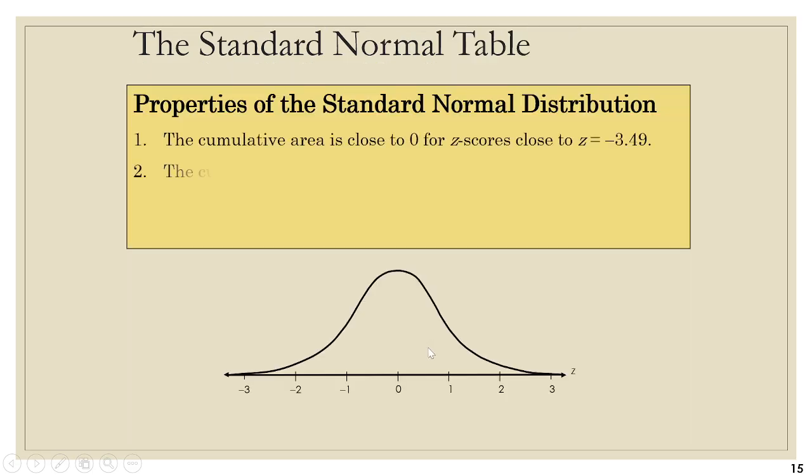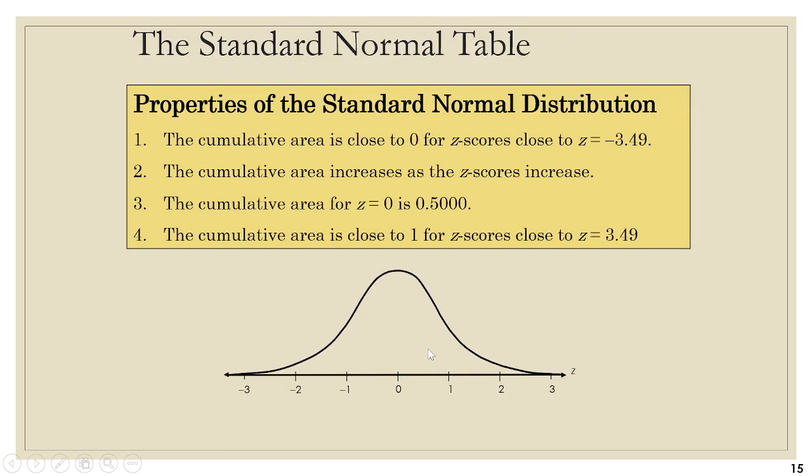And then next, properties of the standard normal distribution. When the curve area is very close to 0, the z score will be -3.49. The cumulative area increases as the z score increases, and when z equals 0, the cumulative area is 0.5000. When the cumulative area is close to 1, the z score will be z equals 3.14. Okay.